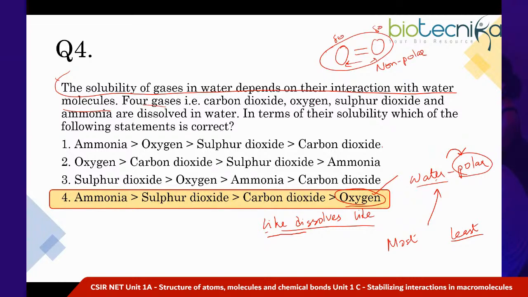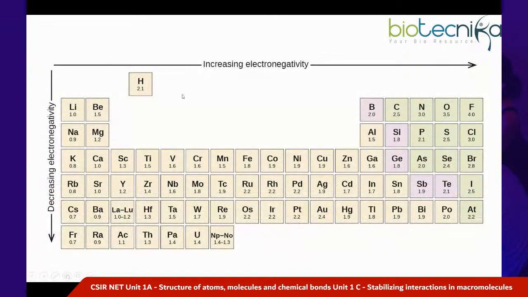Now the others that you have, ammonia. Let's talk about ammonia. Nitrogen and hydrogen. So this is ammonia with a lone pair of electrons. Now you need to know the electronegativity difference between nitrogen and hydrogen. If you see, this is the electronegativity chart. Electronegativity is nothing but the capacity to attract electrons towards itself. The more the electronegativity, the more the capacity to attract electrons.